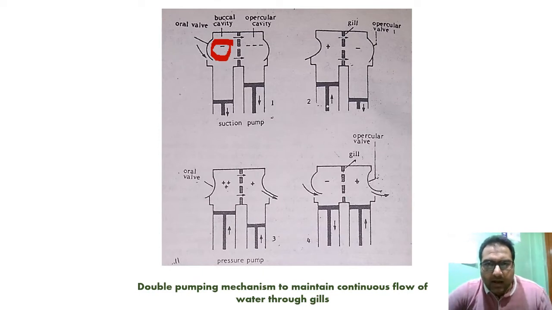When the mouth is opened, the buccal cavity is enlarged and the branchiostegal rays are spread and lowered. Thus the buccal cavity increases and creates a negative pressure. What we are seeing here is that a negative pressure is created inside the buccal cavity, and the water is sucked in. When there is a negative pressure in the buccal cavity, water is sucked in. This is the one step.